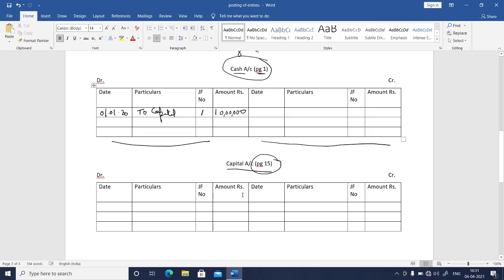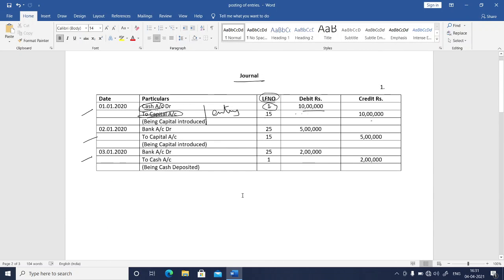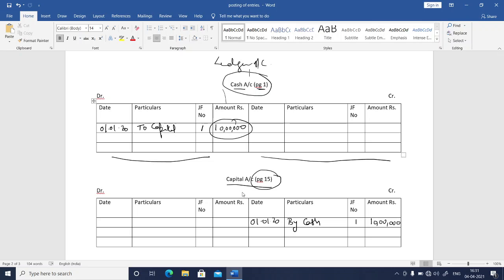Now I go to the capital account. On the credit side, I am going to write 10 lakh rupees. This amount is coming from page number 1 of the JF. Date is again 1st January 2020. I will write here 'by cash'. So if you see, the first journal entry was cash account debit to capital account. I have debited cash account with 10 lakhs and I have credited capital account with 10 lakhs. So in cash account I have to write 'to capital' and in capital account I have to write 'by cash'.